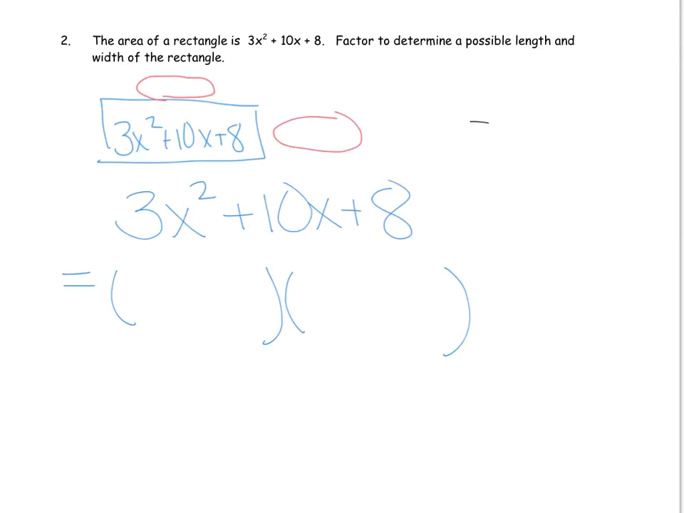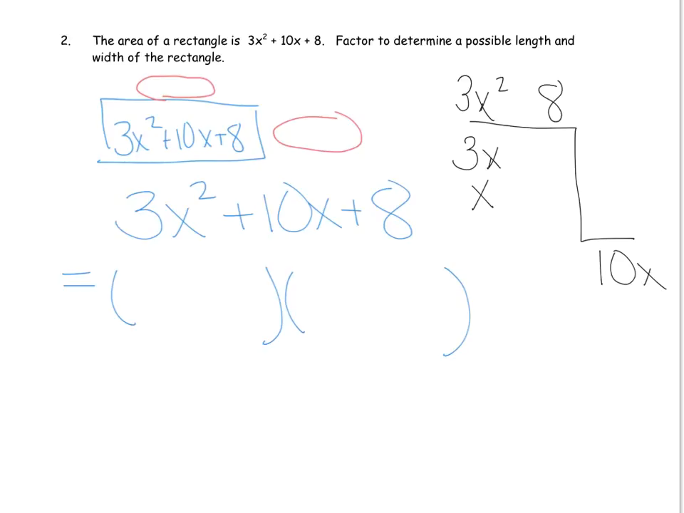So I'm going to set up my staircase method. Okay, I'm going to put my 3x squared up here. I'm going to put my 8 up here. I'm going to put my 10x here. I know possible factors of 3x squared is only 3x and x. Those are my only options. And then for possible factors of 8, I have 4 and 2.